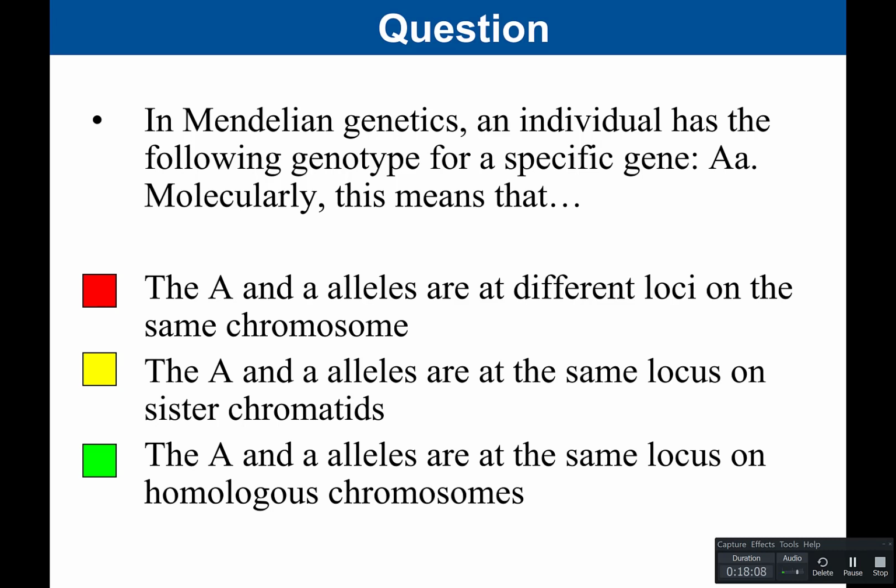So if you answered green, you are correct. The big A and little a alleles are at the same locus on homologous chromosomes.